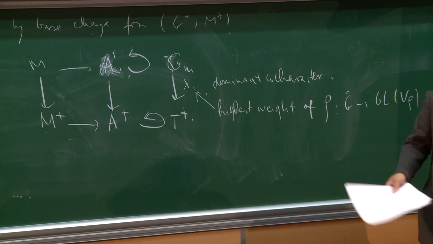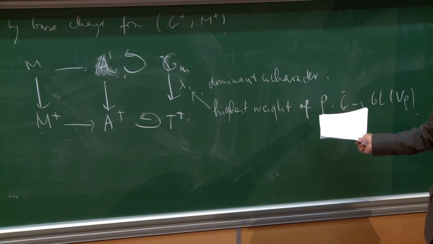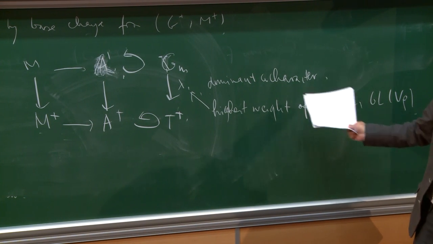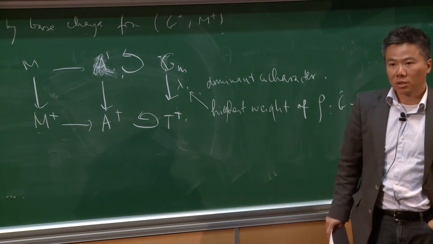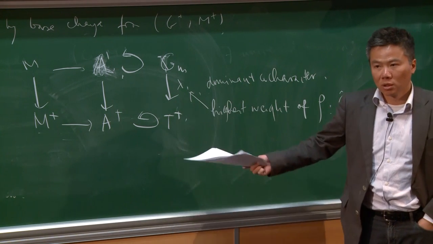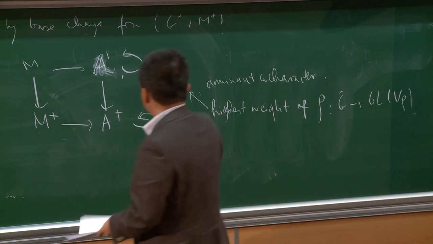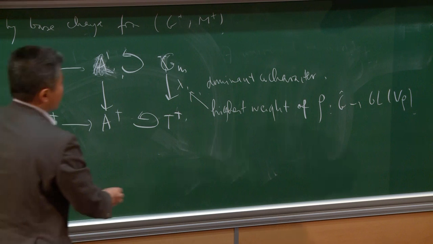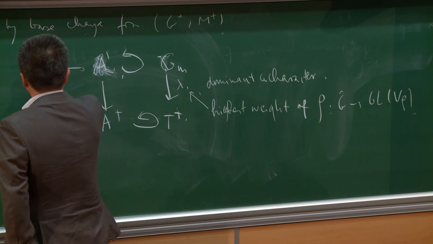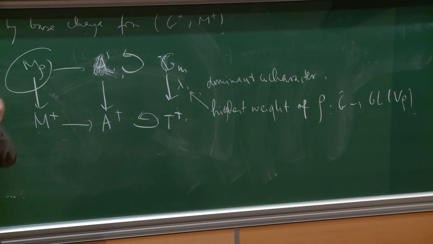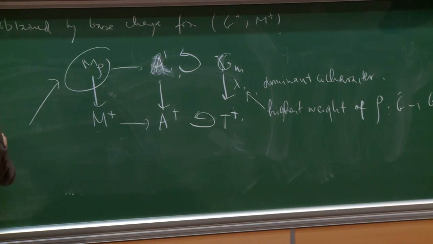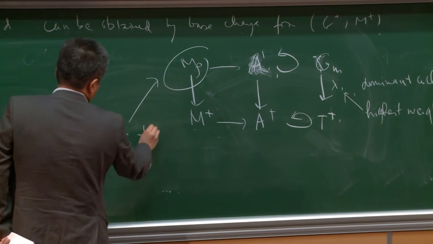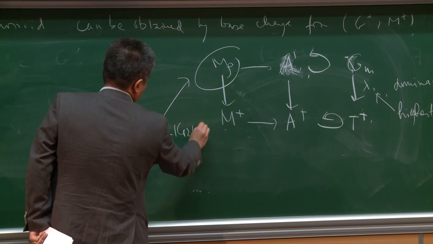So when you start with a representation of the dual group, it has a highest weight. So you just plug it in this Vinberg construction, you get a monoid, and that is the monoid we want. Let's call this M rho. And this has been constructed in a paper by Braverman and Kazhdan.